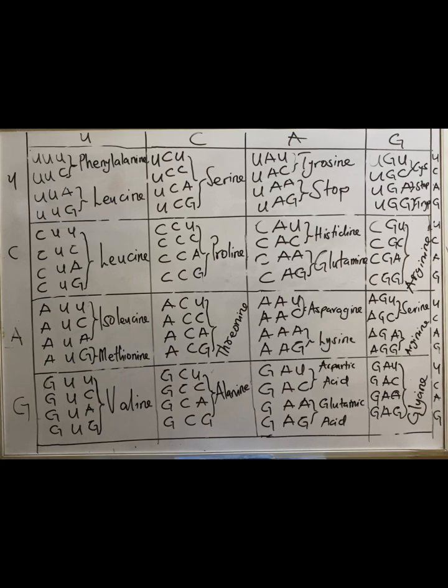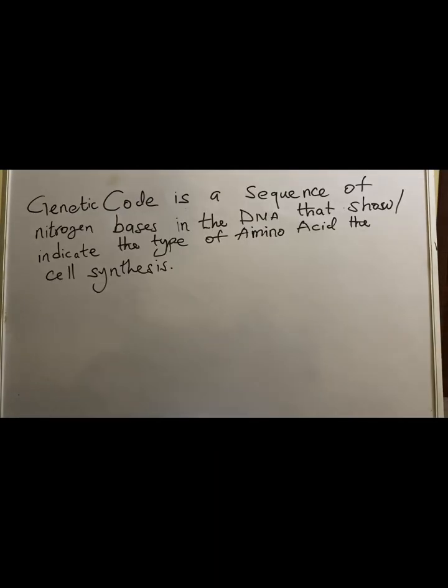First of all, let's look at the genetic code and codon. The genetic code is a sequence of nitrogenous bases in the DNA that indicates the type of amino acid that the cell makes. It is a known fact that the DNA carries the genetic information, and this information is based on the nitrogenous bases in the DNA molecules, which makes it possible for us to determine its amino acid.